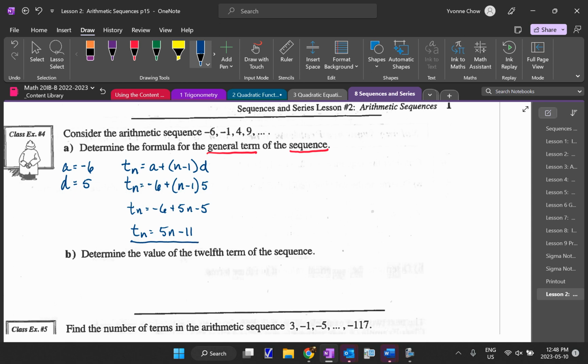This general term formula is specific to our sequence, and that means that if I'm looking for the value of the 12th term of the sequence, I don't have to go back to Tn is equal to a plus n minus 1 d. I can actually just substitute into the Tn formula. So Tn is equal to 5n minus 11, and I want term 12, so 5 times 12 minus 11, or 60 minus 11, is equal to 49. So the value of the 12th term is 49.